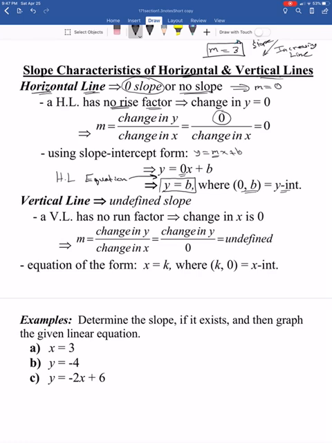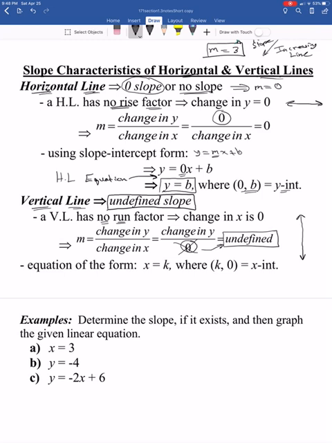Now, in a vertical line, as we look at a vertical line, we have what we call undefined slope. So we don't define slope on vertical lines. We only define slope on non-vertical lines: increasing, decreasing, and horizontals. The reason for the undefined slope is the vertical line is going up and down, not right and left. The change in x, the run factor, will always be 0, and you cannot divide by 0. Dividing by 0 is undefined. So again, vertical lines go straight up and down with no run factor. Horizontal lines have no rise factor; the change in y is 0 on a horizontal.